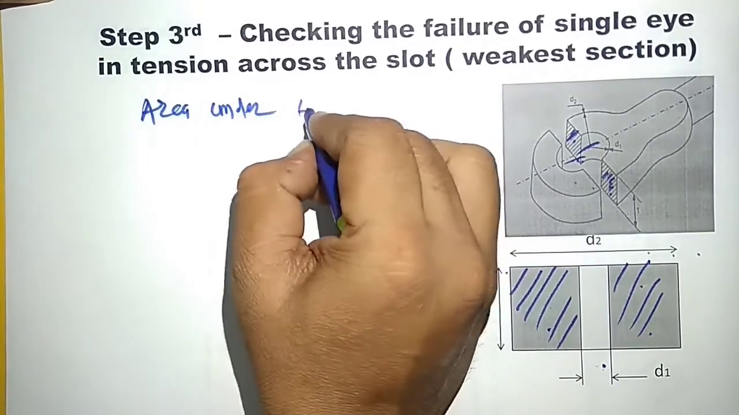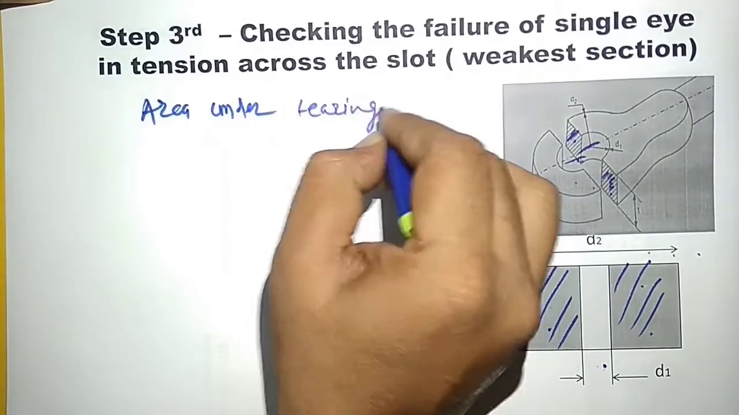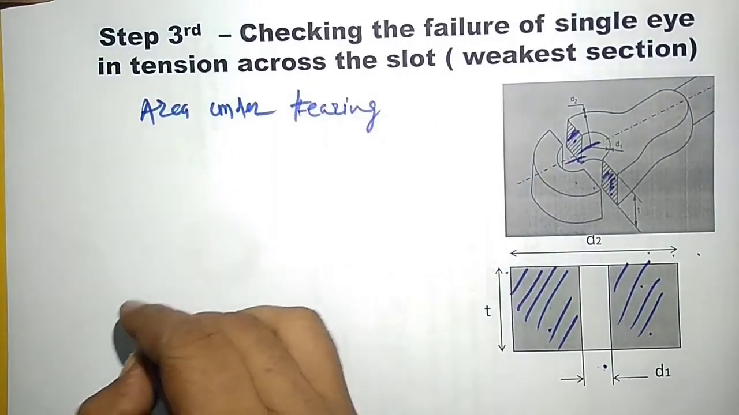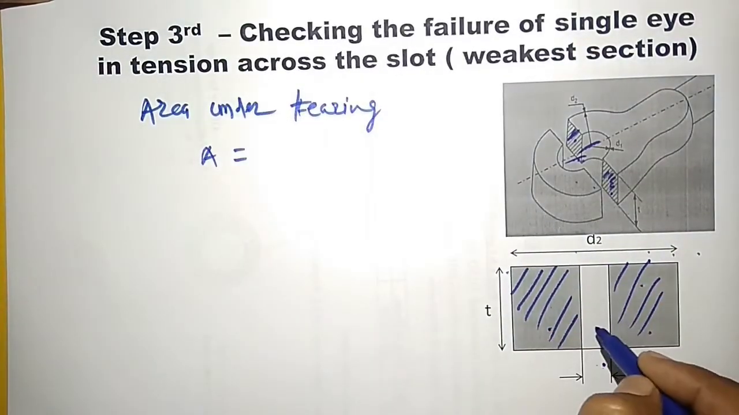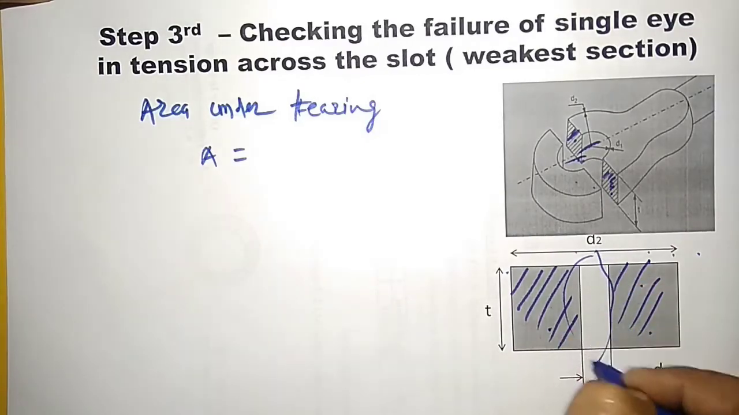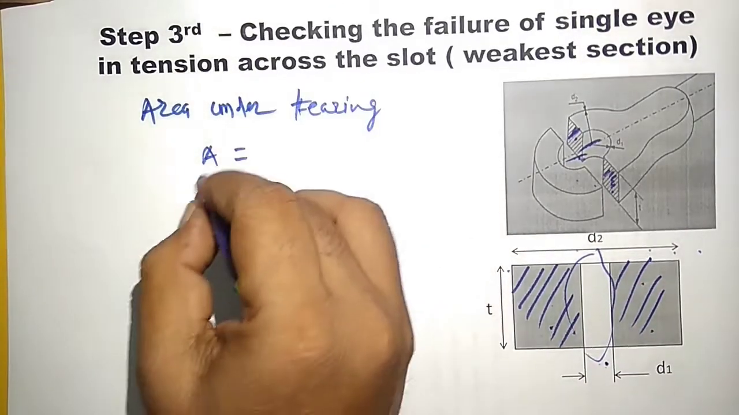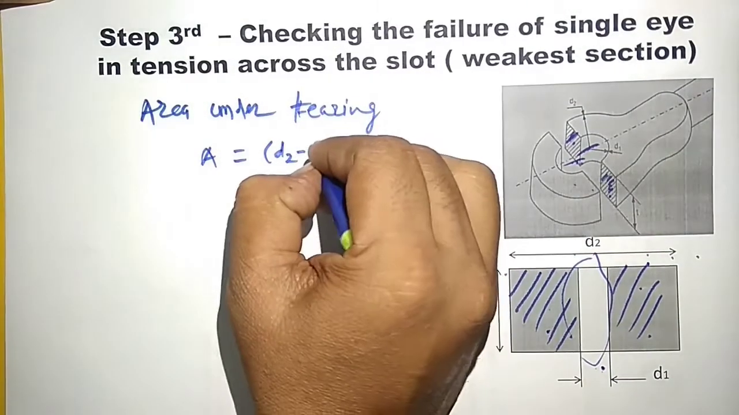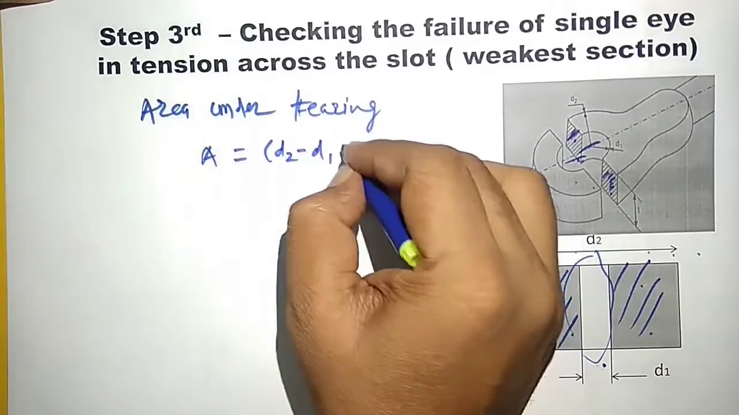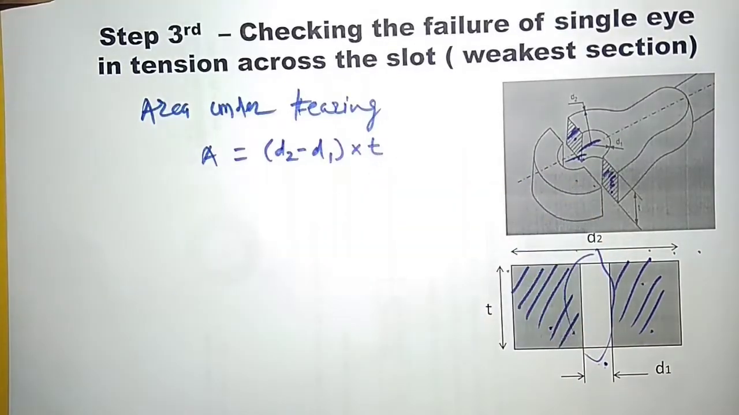Area under tearing. So the area under tearing will be, consider, subtract this area from the whole area. It means d2 minus d1, which we have to subtract, into t. How much? That much.